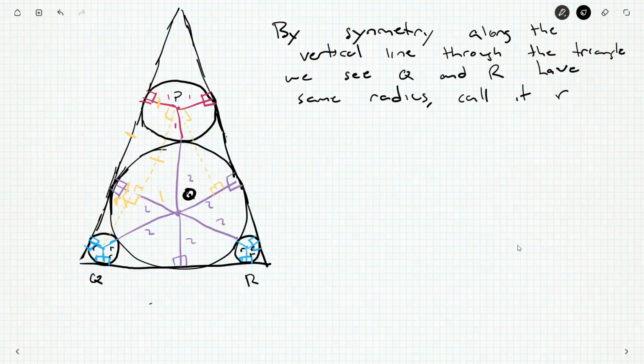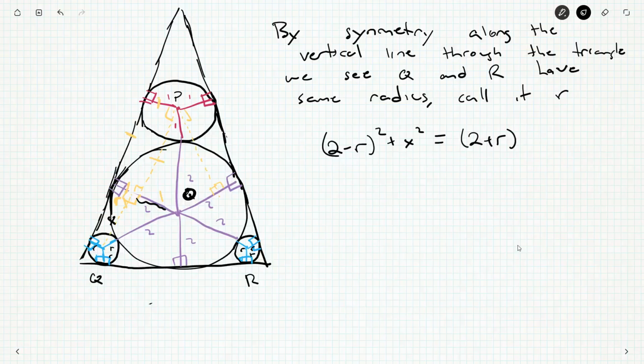So I guess 2 minus R, which is this length here, squared, plus whatever the heck this is, we'll call it x, squared, is equal to 2 plus R, all squared. So that's true. We also have 2 minus 1, 1 squared, plus I'll call this y, y squared is 2 plus 1, or 3 squared. So y is just going to be the square root of 8. This is just root 8, or 2 root 2. No idea exactly how to get x at this moment.